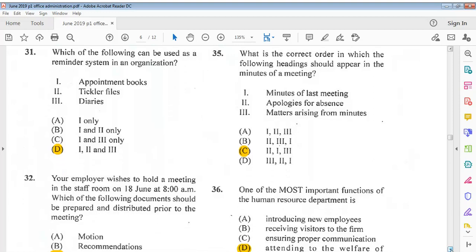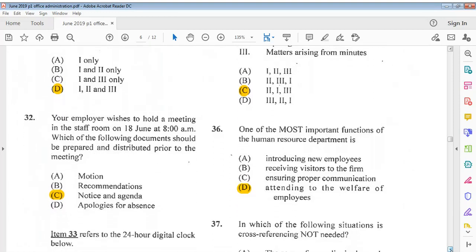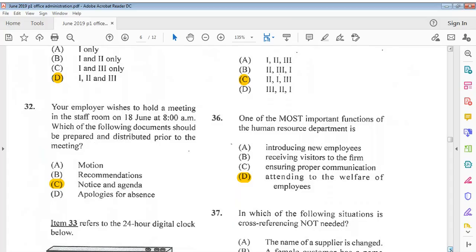So let's move on to question number 32. Your employer wishes to hold a meeting in the staff room on 18th of June at 8 a.m. Which of the following documents should be prepared and distributed prior to the meeting? A. Motion. B. Recommendations. C. Notice and agenda. Or D. Apologies for absence. We know it would be notice and agenda. So our answer would be C.